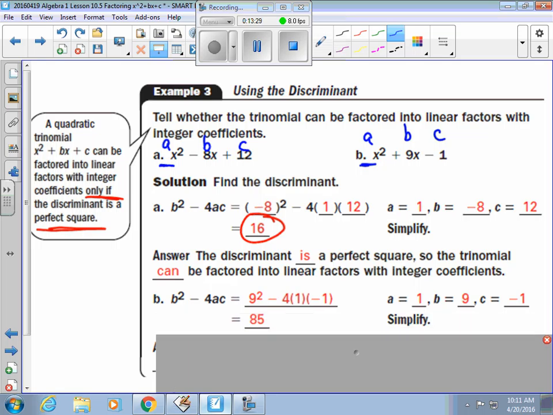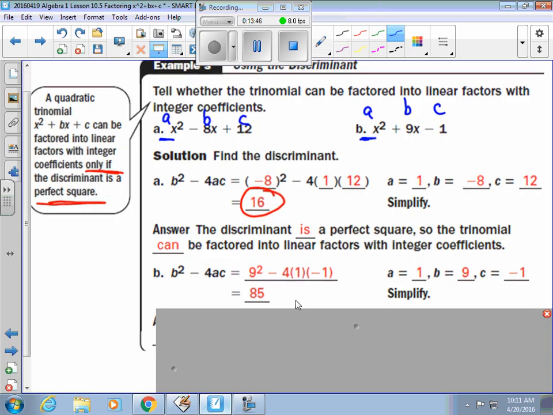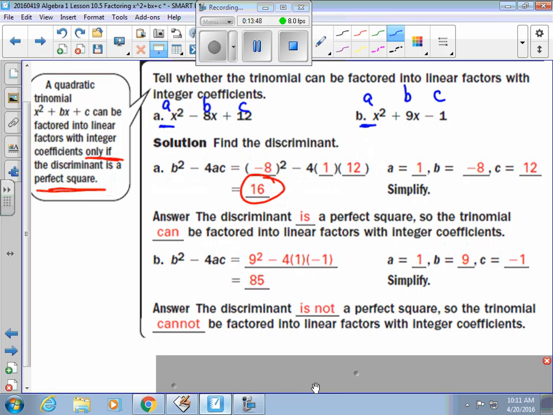Again, it can be factored only if 85 is a perfect square. There's no number that when we multiply it by itself, or let me take that back, there's no integer that when we multiply it by itself gives us 85. That's not a perfect square. Therefore, this one, unlike the first one, cannot be factored into integer coefficients.